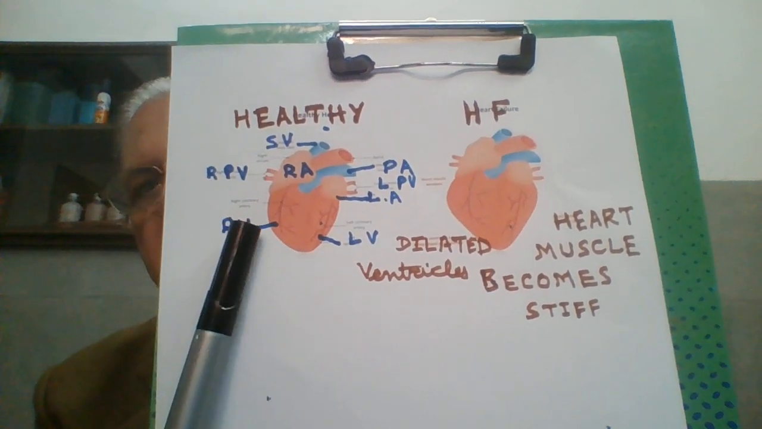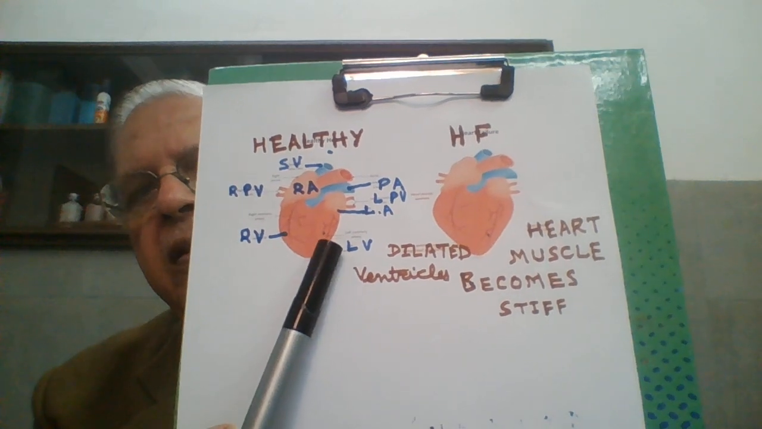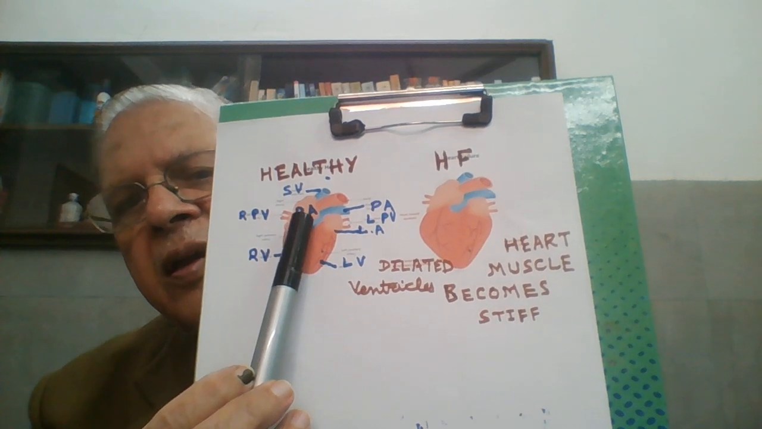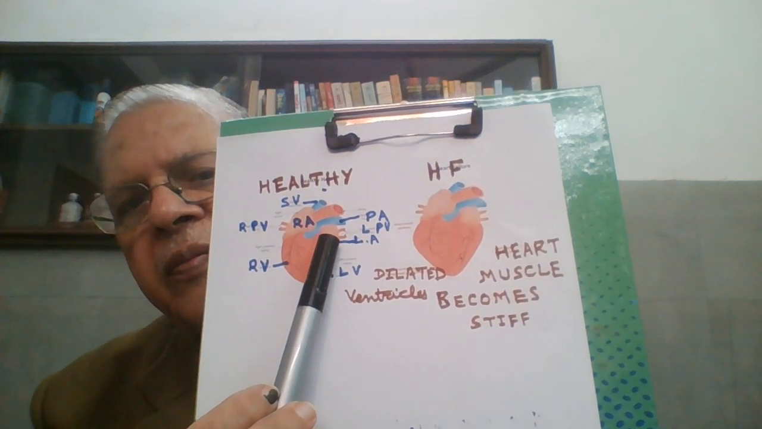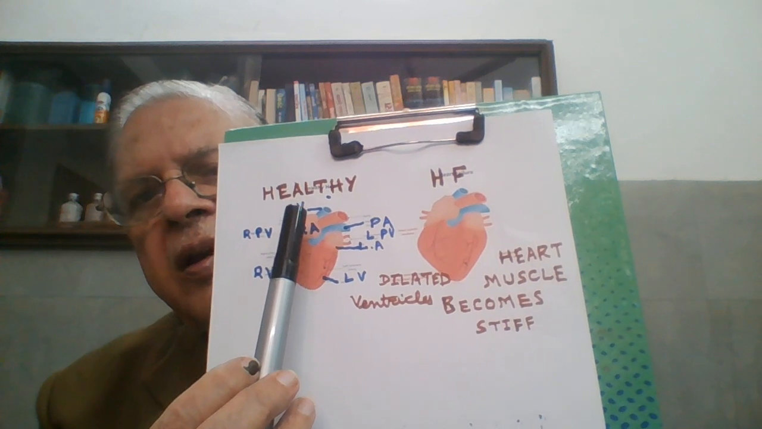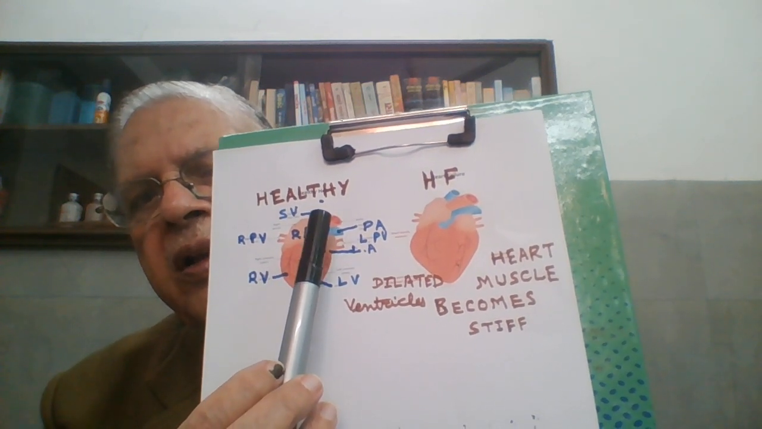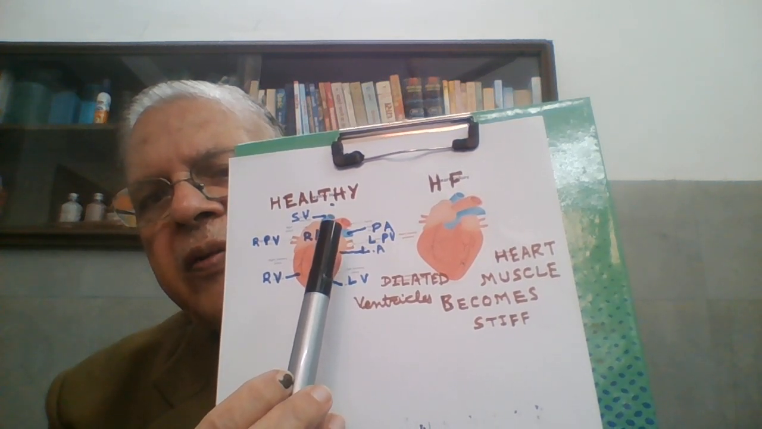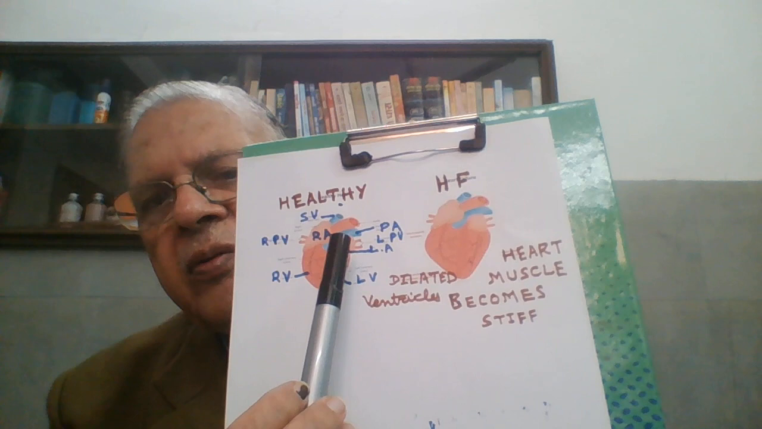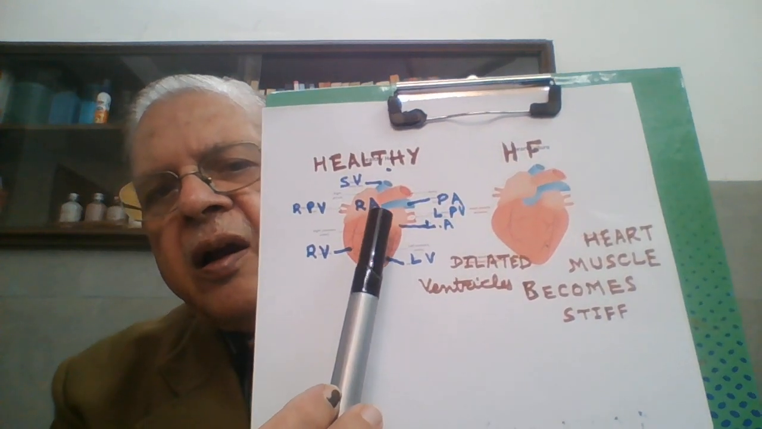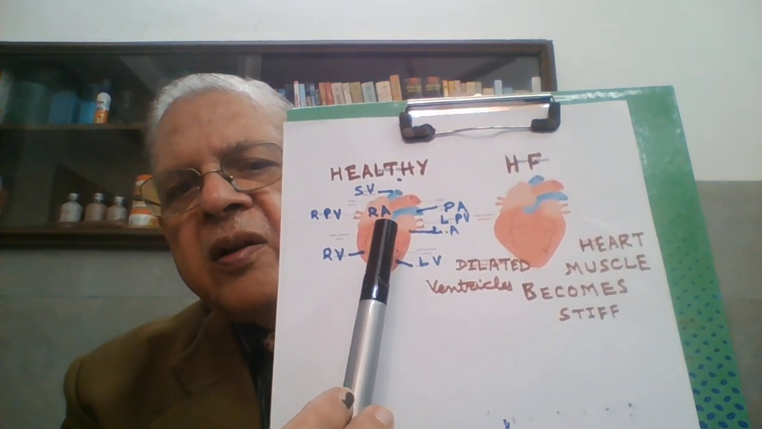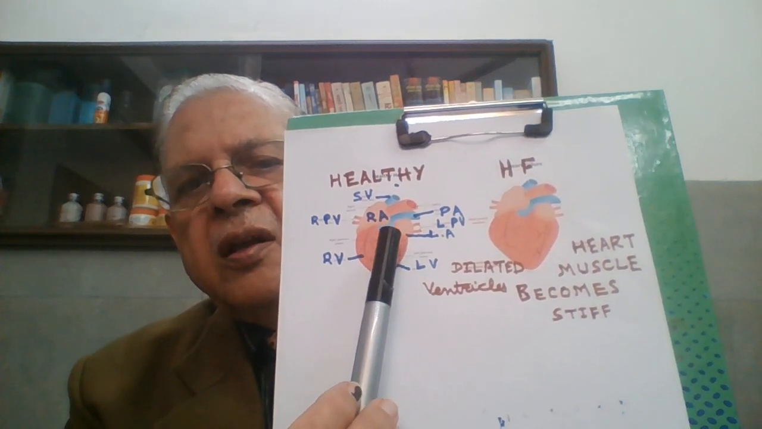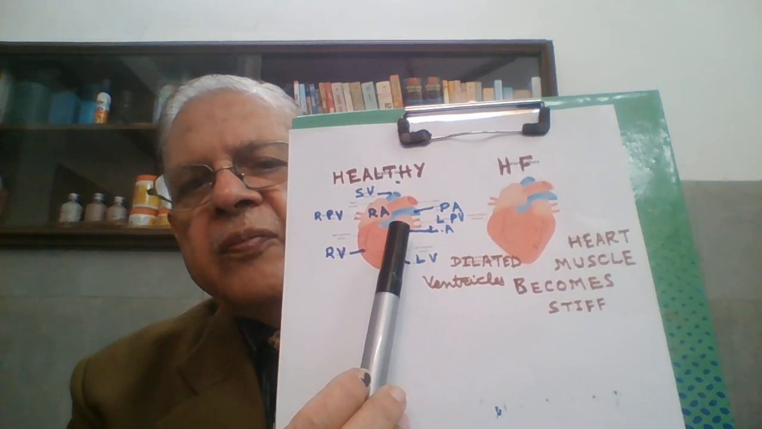This is the right ventricle and this is the left ventricle. And what is this? This is the right atrium, and here there is the left atrium. And you see this, the top structure, blue structure, this is the superior vena cava, that is bringing blood back from the head and neck and upper part of the chest. And this blue structure is the pulmonary artery. What is the function of the pulmonary artery? It takes blood from the right ventricle to the lungs for purification.